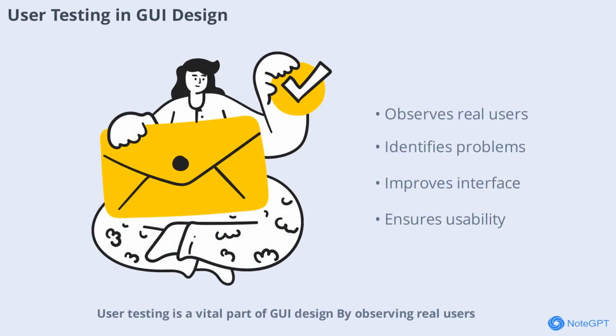User testing is a vital part of GUI design. By observing real users, designers can identify problems and improve the interface. Testing helps ensure that the final product is intuitive, efficient, and enjoyable to use.